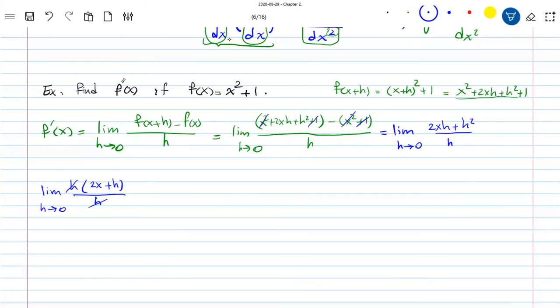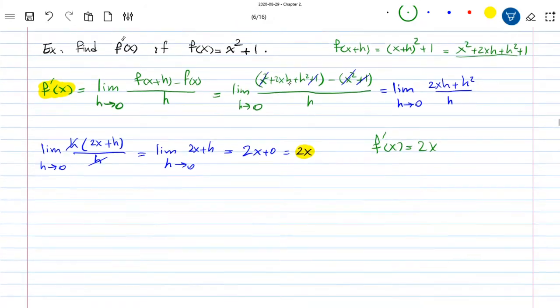These two h's can cancel out. We have the limit of 2x plus h as h approaches 0, divided by 1, which doesn't really make any difference. And now replace h with 0. You'll get 2x plus 0, which means it's 2x. This 2x is the derivative function. I'm going to write this and say, okay, I found f prime, which is 2x. But the question was not to find f prime, it was to find the second derivative.